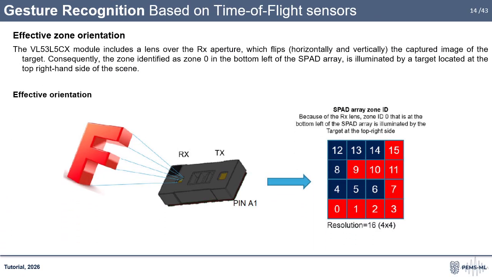Because of the optical design of the sensor, the image of the zones is flipped. This means that software must properly map the sensor zones to their real-world positions. Correct mapping is essential to ensure gestures are interpreted accurately. This demonstrates the importance of understanding both the hardware optics and the software handling together.